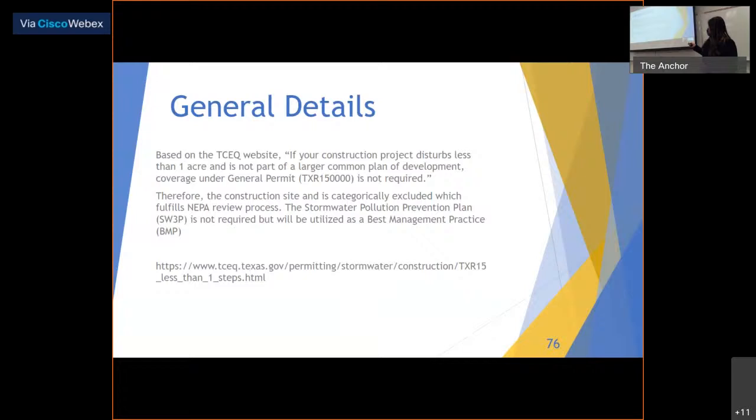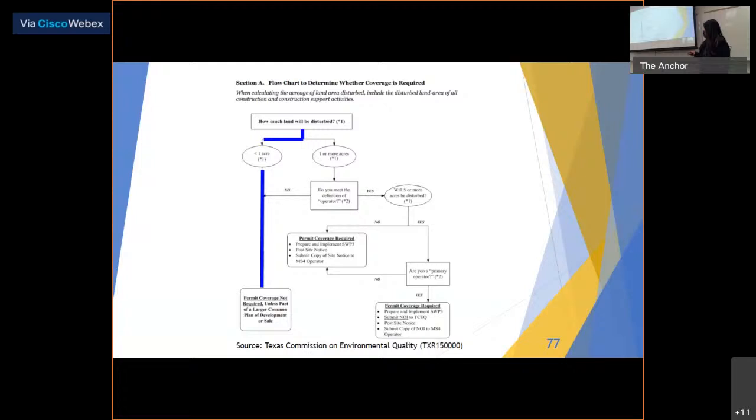Just to give you an idea of how I came to that decision, this is a piece that's coming out of this source. We followed this path right here because it's less than 1 acre of land disturbance. However, if it were to be more than 1 acre of land disturbance and part of a larger project, then we could potentially follow this path along here, which would require permit coverage under the construction general permit. That would require the strict implementation of the SW3P, which means it would require follow-up throughout the construction process and post-construction. It would also require a site notice to be posted and a copy of that site notice to be provided to a member of the city.